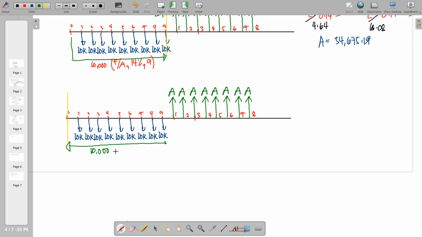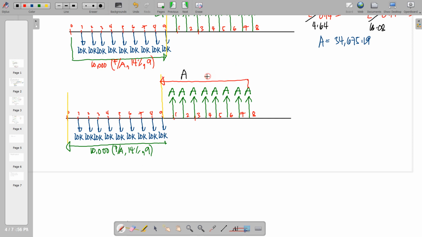Say we have 10,000 times P given A at 14% and 9. For these annuities, we also need to terminate at the 9th period because from the first payment, we need to go backwards one period so that we can have this reference for this range of annuity. So we're going to use this portion before we can bring it backward to this period or the present time.